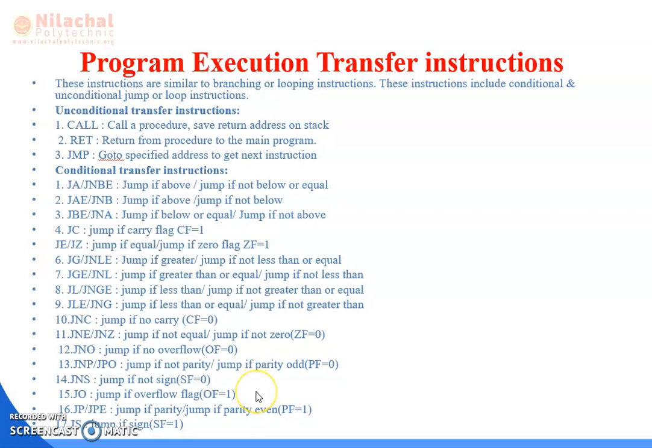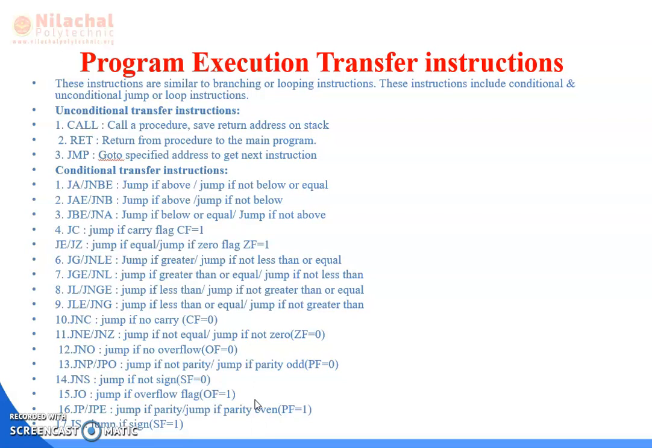Then JG or JNLE, jump if greater or jump if not less than or equal. JGE or JNL, that means jump if greater than or equal to, jump if not less than. Then JL or JNGE, that means jump if less than or jump if not greater than or equal. Then JLE or JNG, that is jump if less than or equal or jump if not greater than.